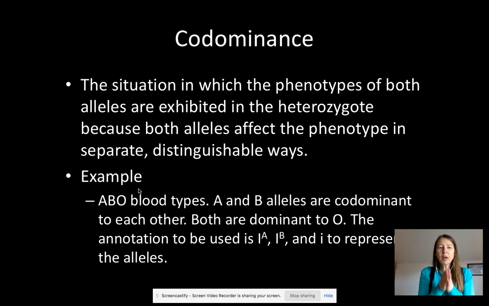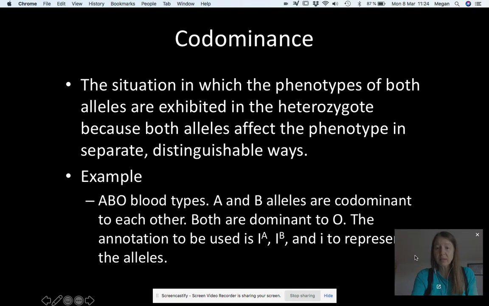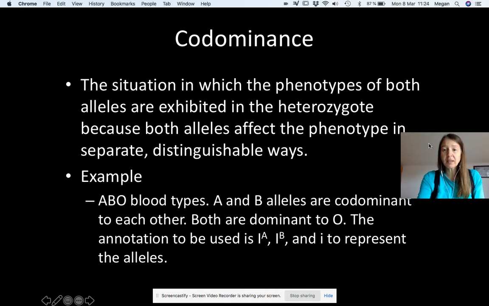Okay, so phenotypes of both alleles are exhibited in the heterozygote, and they will both affect the phenotype in separate and very distinguishable ways. And the example that you need to know is blood types. So for us, we're going to do the blood types as an example of both codominance and multiple alleles. So in blood types, we've heard of the A, B, and O blood types. Both A and B are codominant to each other, but they're both dominant to O, okay?